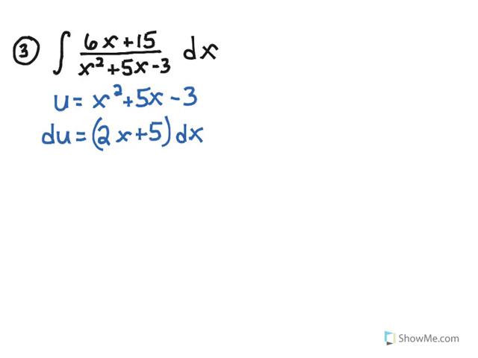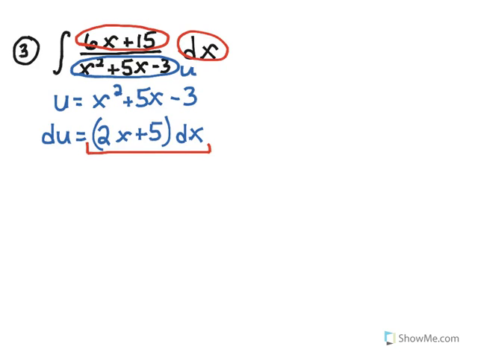Now if we look back at the original problem, what I'm circling right now is going to get replaced with a u. What I'm circling up top, we have to replace based off of this. But they're not quite identical. Actually, we're going to replace the dx as well. So in order to go through and do this, I need to figure out how can I make 2x plus 5 become 6x plus 15. Well, if I take that expression and triple it, if I do 3 du, wouldn't that give me 6x plus 15? So that's what we're going to end up doing.